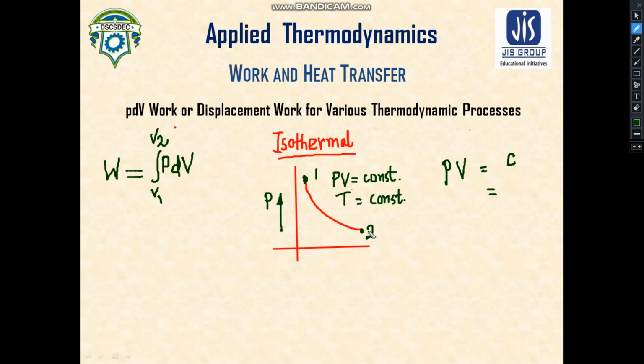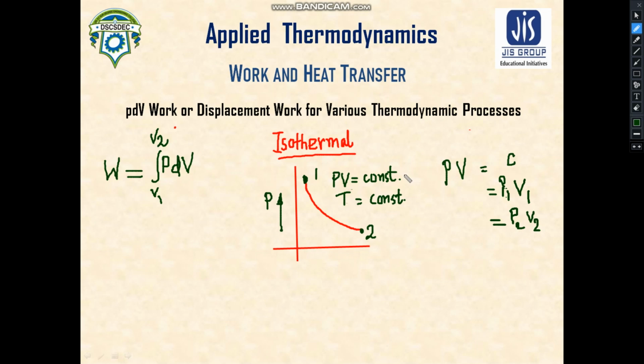P1 is the initial pressure, P2 is the final pressure. Similarly, V1 and V2 refer to the initial and final volumes of the state. So PV becomes, let me write this clearly, P1 V1, which is again equal to P2 V2. Do you get this? Since P1 is the initial pressure and V1 is the initial volume, the multiplication of these two is already referred here. PV is equal to constant.